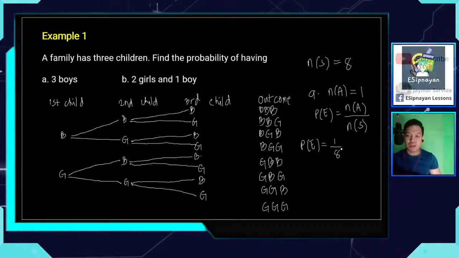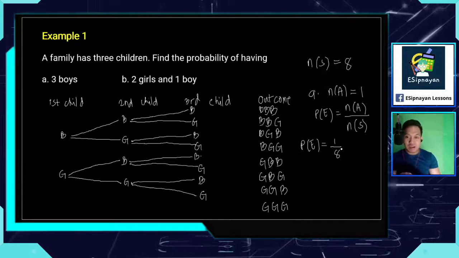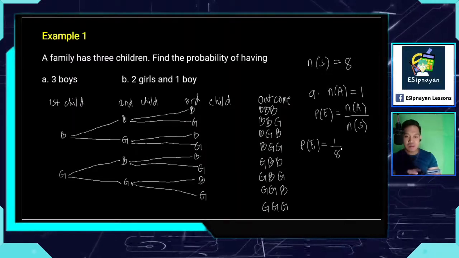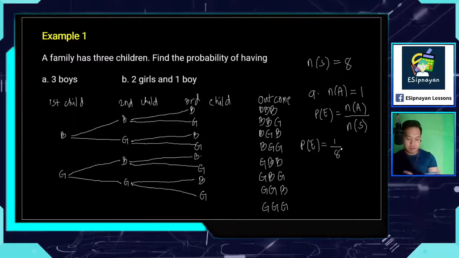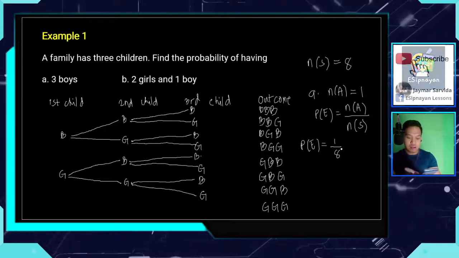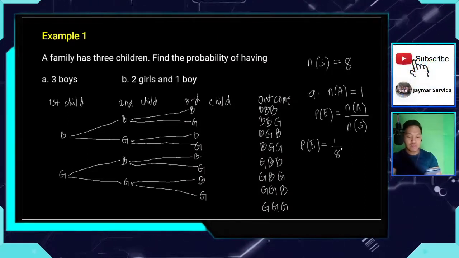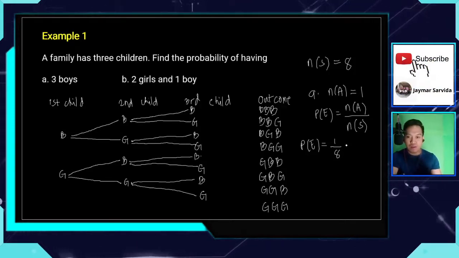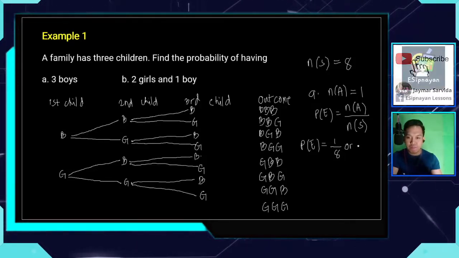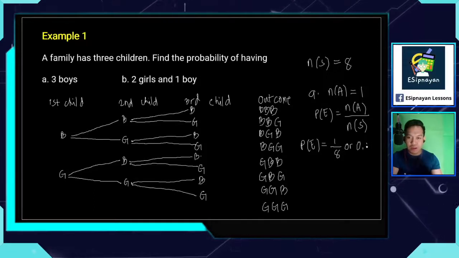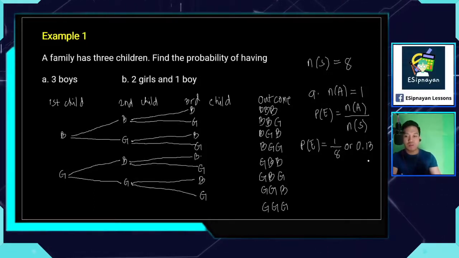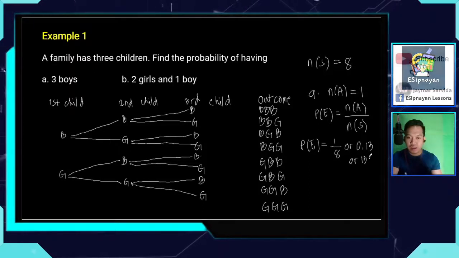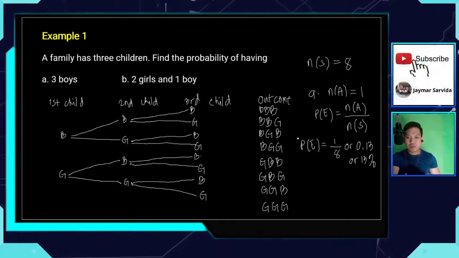So, paano natin siya gagawing decimal? That is 1 divided by 8, gamit lang tayo ng calculator, so that is 0.13. Or, pwede natin siyang gawing percent. 0.13 or 13%. Okay? So, ito yung sa letter A natin.